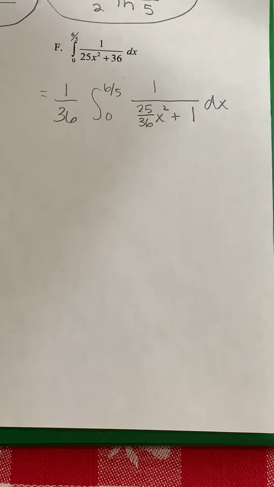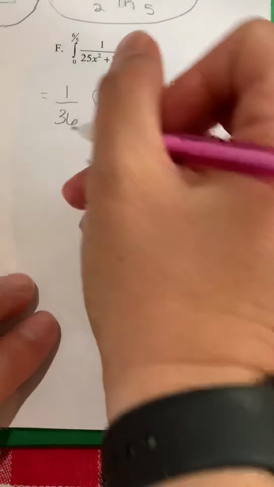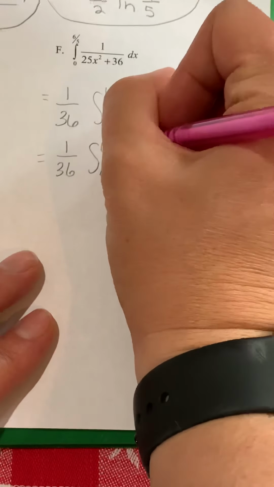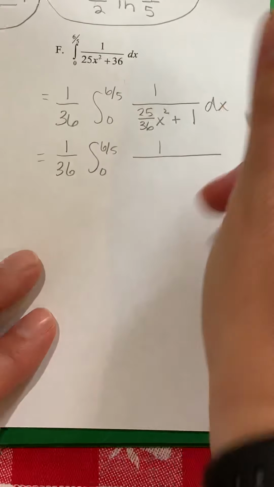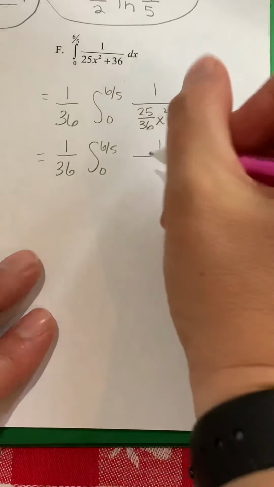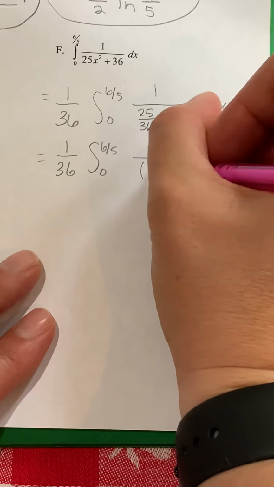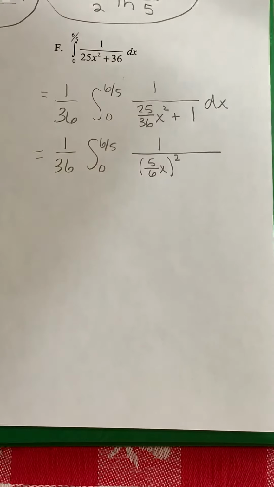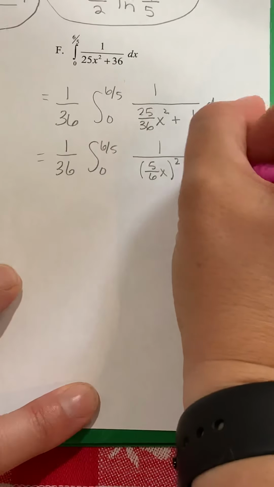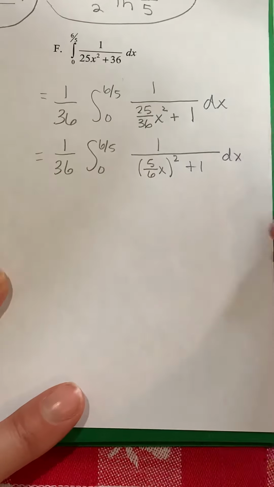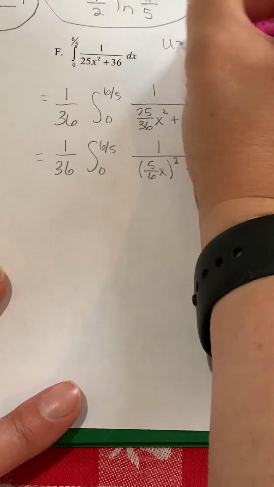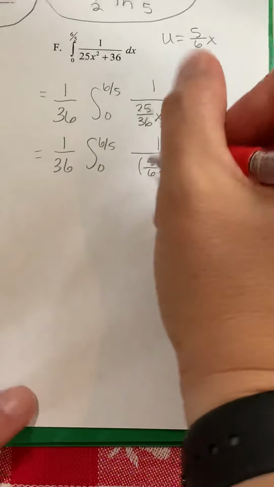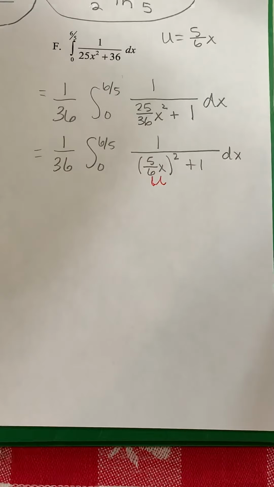All right, so we're looking more like the tangent inverse. One more step to help us see what u is. I said that we need something squared right here. So we can think of 25 as 5 squared, 36 as 6 squared, and of course, we have the x that's squared. So there's your u. Our u is 5/6 x at that stage. That's what we want to have take the place of u.